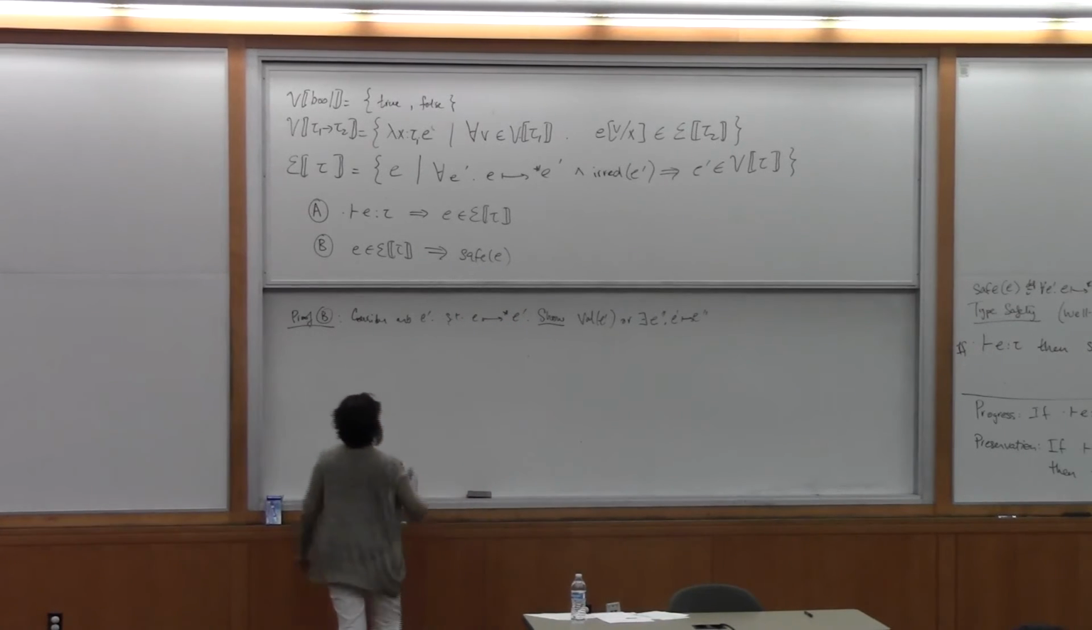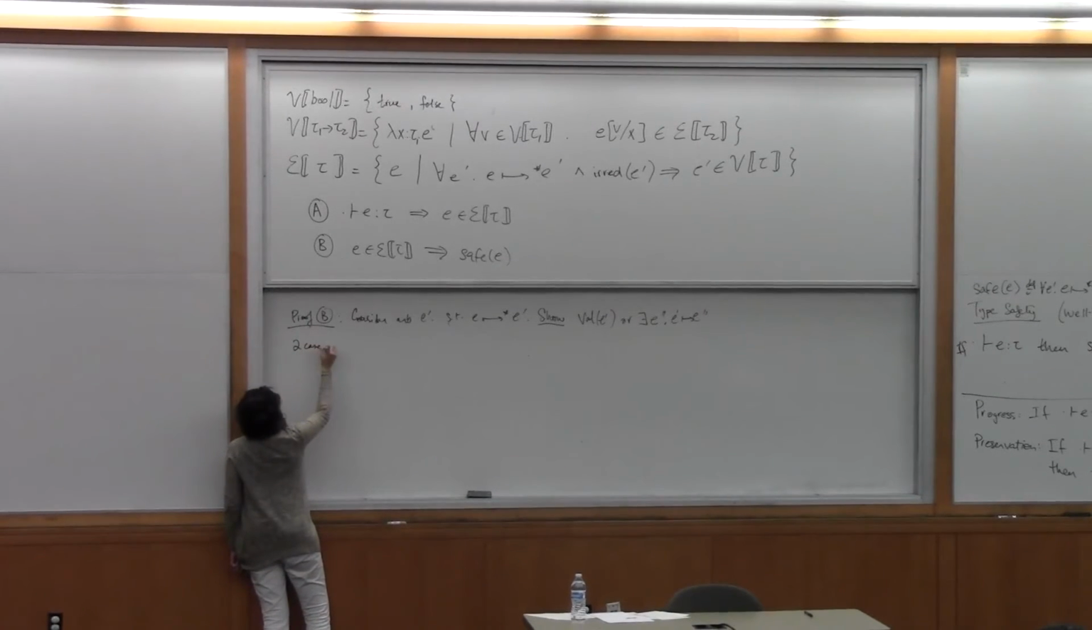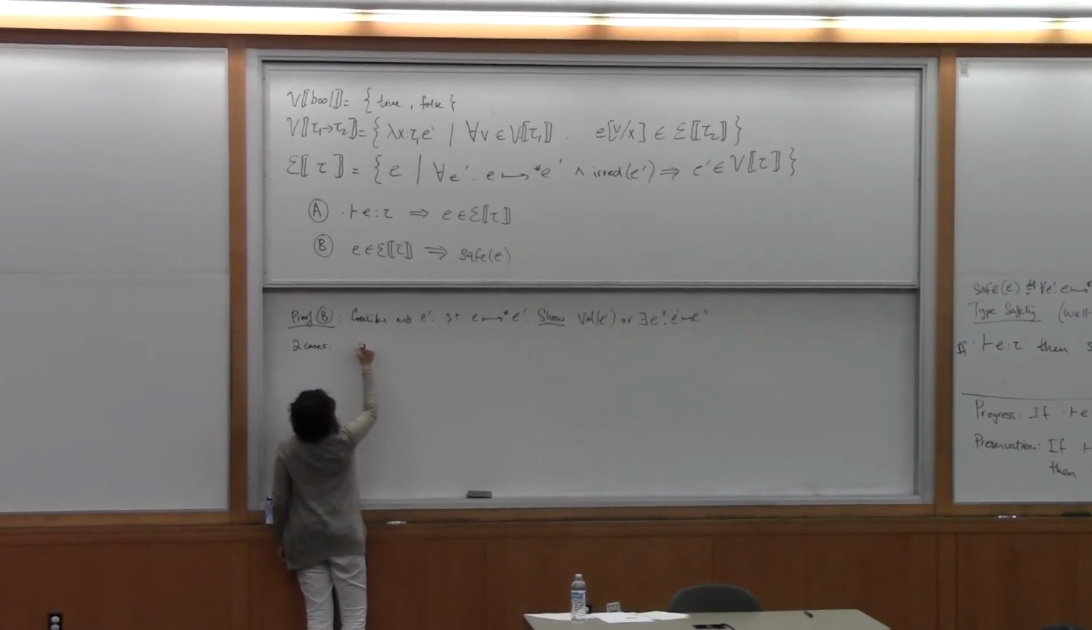So let's consider two cases. Right here, we know that E steps to E prime, right? So there are two cases. Either E prime is irreducible, or let's say it's not. Let's do the not case first.